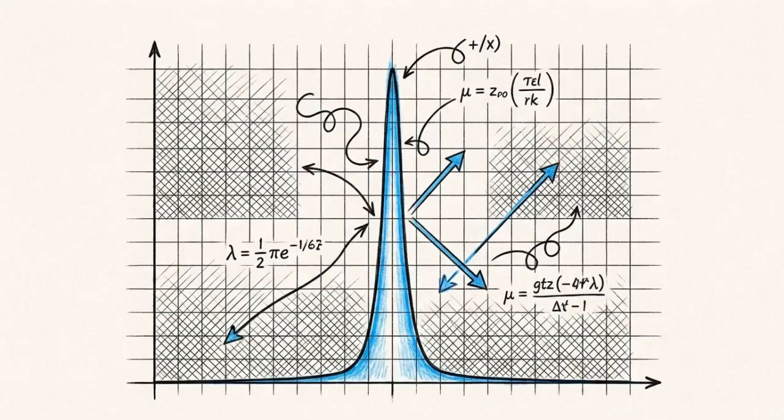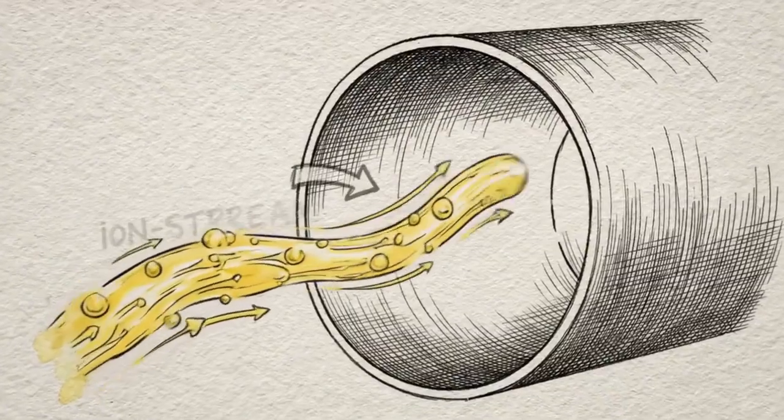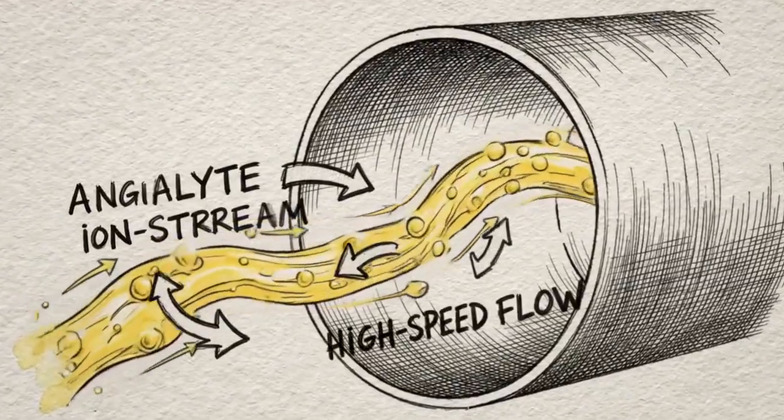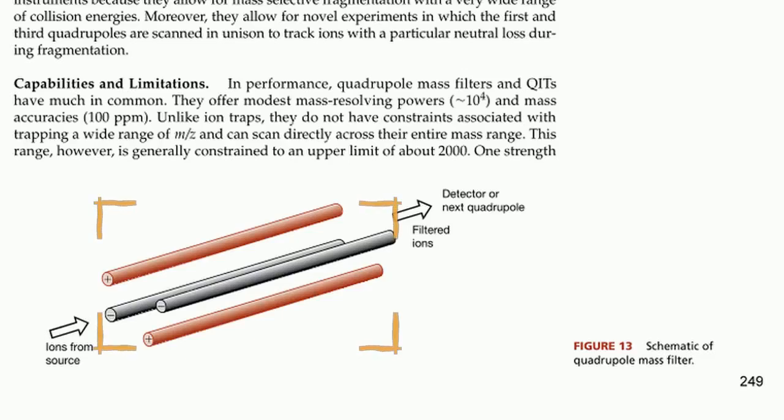In a time-of-flight system, high resolution is achieved by mathematically manipulating the flight path lengths to correct for those initial energy deficits. Instead of timing discrete packets over a fixed distance, we can shift to a method that sorts a continuous stream of ions as they move through space. This diagram shows a quadrupole mass filter. It consists of 4 parallel metal rods. Opposing rod pairs are electrically connected, operating with a specific combination of alternating radio frequency and direct current potentials.